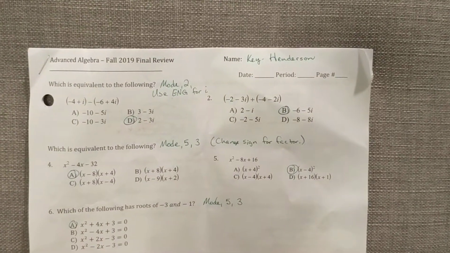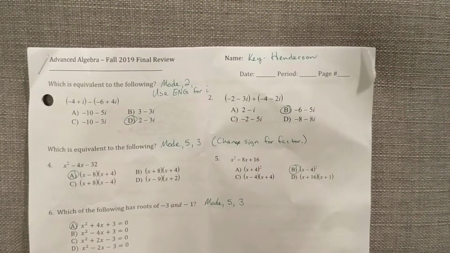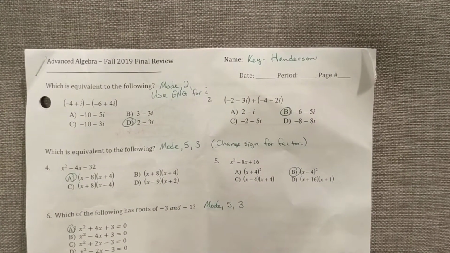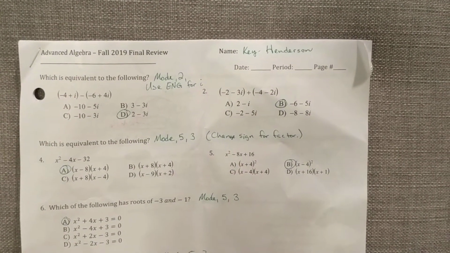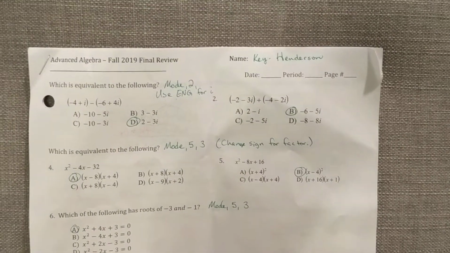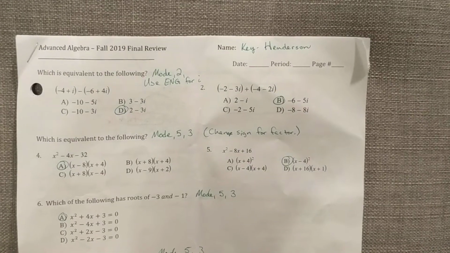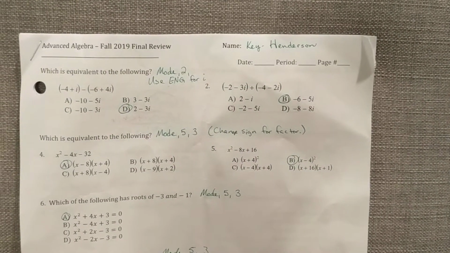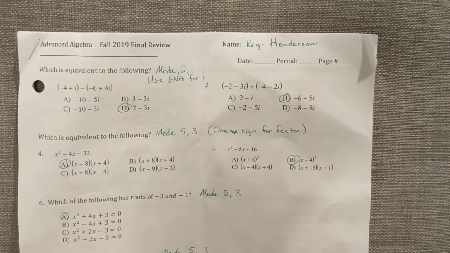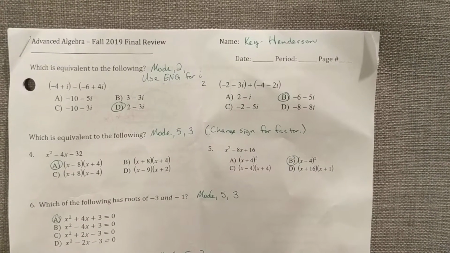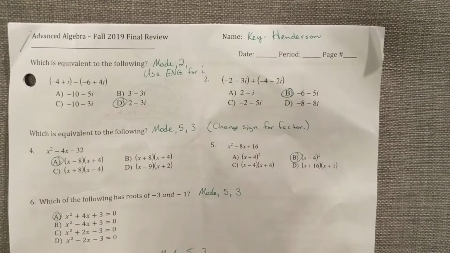Alright, we're going to look at the Fall 2019 Final Exam Review for Advanced Algebra. Remember, second block, you'll be taking your test tomorrow because of the EOC being on Thursday when you were originally supposed to take the final exam. So second block, you'll take your test tomorrow. Third block, you'll take your test on Friday.